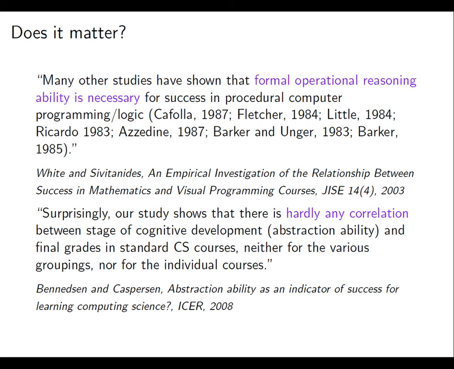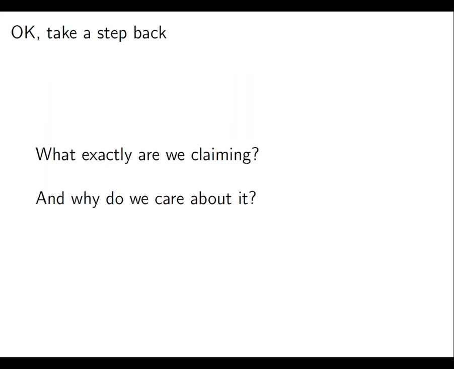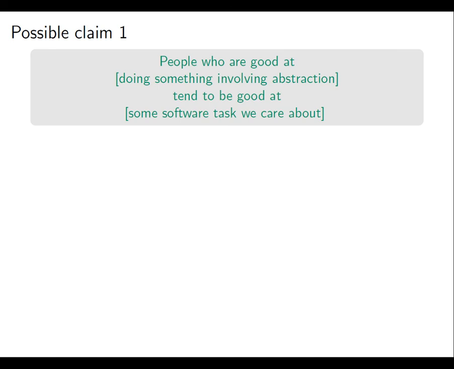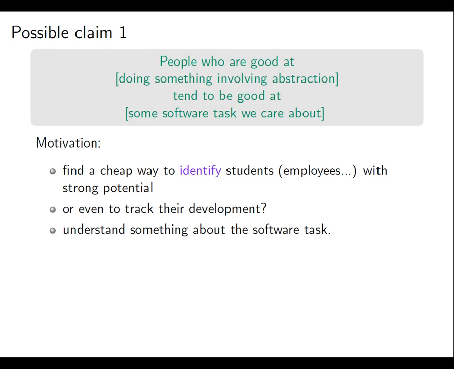But I think what we need to do is to take even a further step back and say, well, what exactly are we claiming, and why is it that we care about it? Well, here's one possible claim. We might claim people who are good at doing something involving abstraction tend to be good at some software task we care about. And we might care about that because we might want to be able to identify people who have strong potential to learn how to do software tasks. We might want to recruit students who will do well in our courses, or if we're working in a company, we might want to identify employees who will respond well to training in some software task.